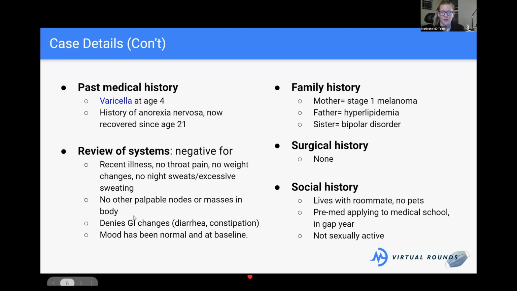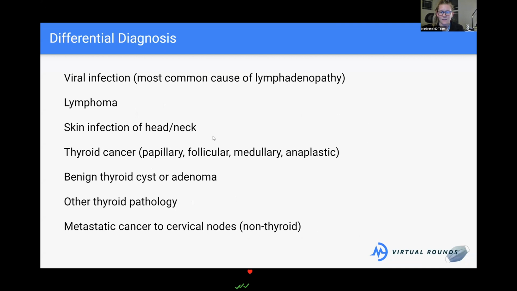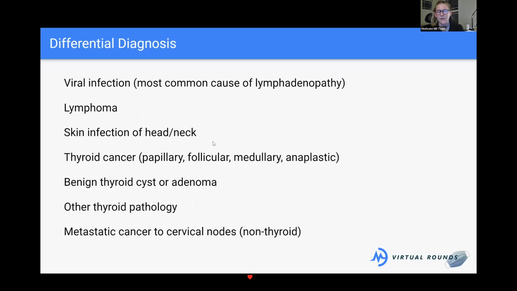Okay, moving on. So our differential diagnosis at this point is super broad. I always encourage you guys to not eliminate anything from your differential, and try to challenge yourself to make as long of a list as possible from the get-go, and then we can narrow it down from there. So some things that I came up with for possibly just a swollen lymph node, possibly something to do with her thyroid, and with her family history of cancer.